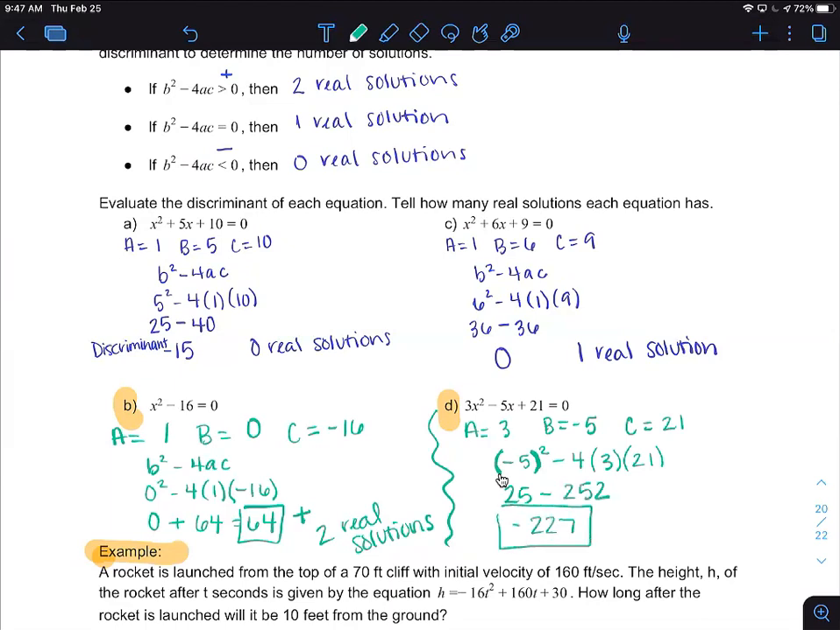Since it's negative, how many solutions are we going to have? 0. Yep, thank you. 0 real solutions.